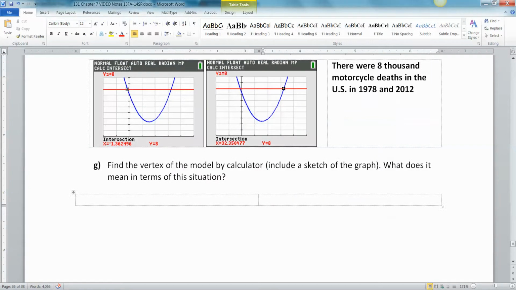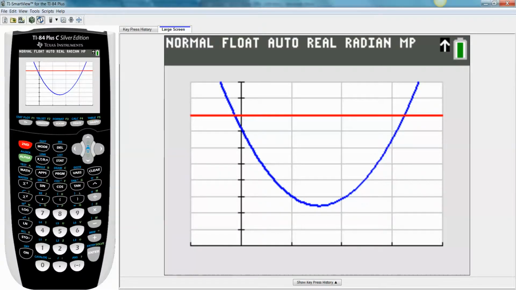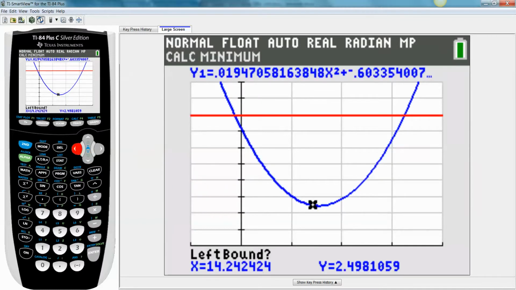Okay, so now for the last bit, we're supposed to find the vertex of the model with our calculator. So let's grab the calculator, go to calc, and if you think about our vertex, it's going to be a minimum, so hit number 3, minimum. Now you need to move the cursor to the left of that minimum, press enter. Move the cursor over to the right of that minimum. Anywhere to the right will do, press enter, and you can just press enter, and it finds it right there.